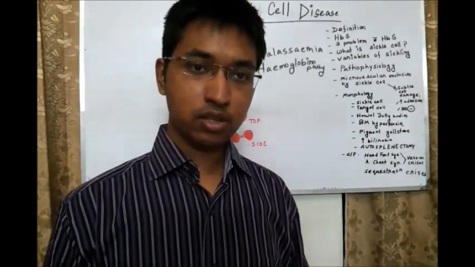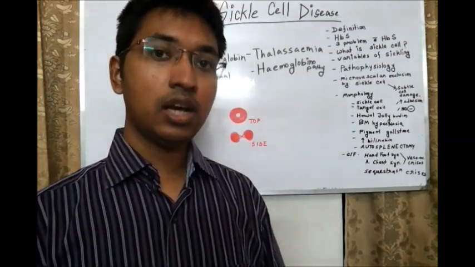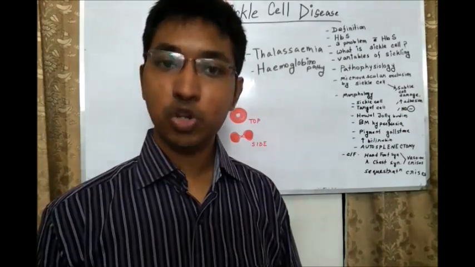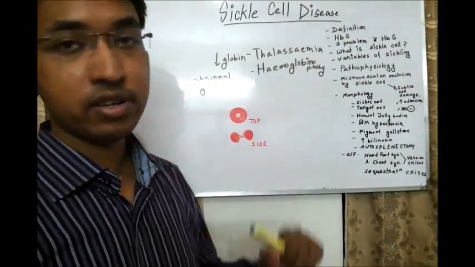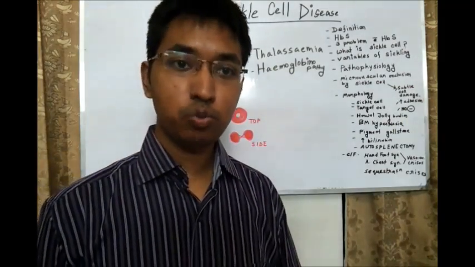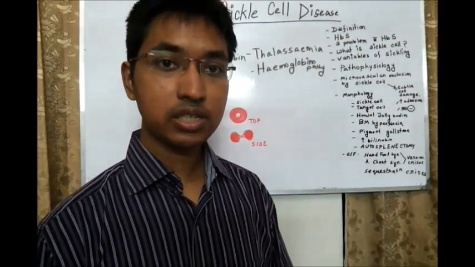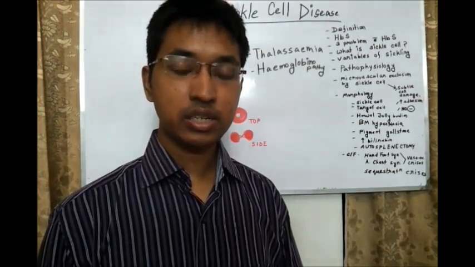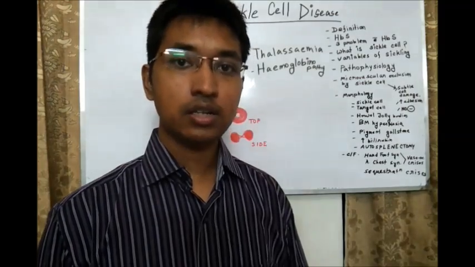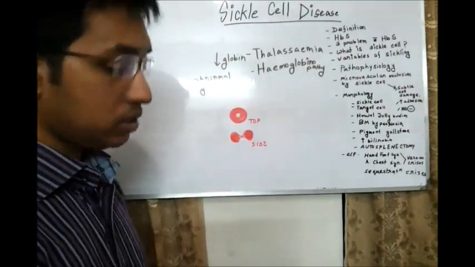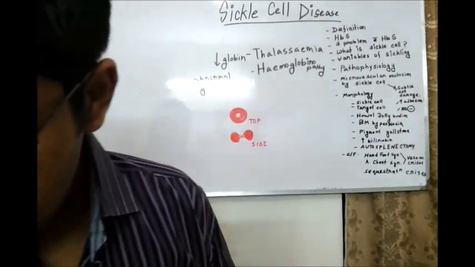Okay, so let's go back to the definition. Like I said, sickle cell disease is a common hereditary hemoglobinopathy. That means here we are having some abnormal hemoglobin formed. And what was the second part? It is predominantly seen in individuals of African descent. And how does this thing occur? It occurs due to point mutation.